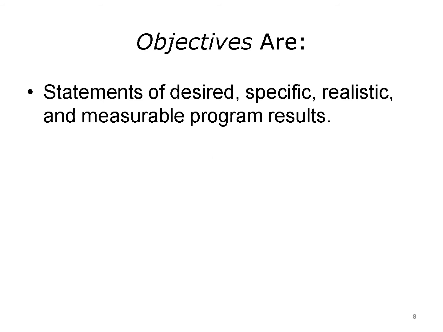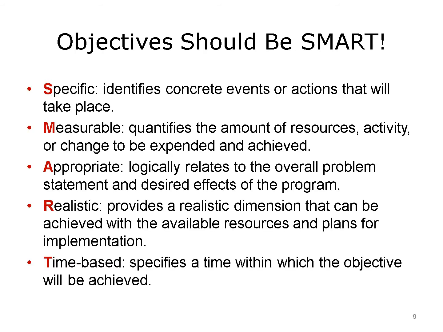After you have written your broadly stated goals, you'll need to start building objectives. Objectives are statements of desired, specific, realistic, and measurable program results. Objectives should follow what we call the SMART approach. S stands for specific. That means identifying very specific actions we want to take. M is measurable. To simply say, "improve people's diets," for example, may not be measurable.